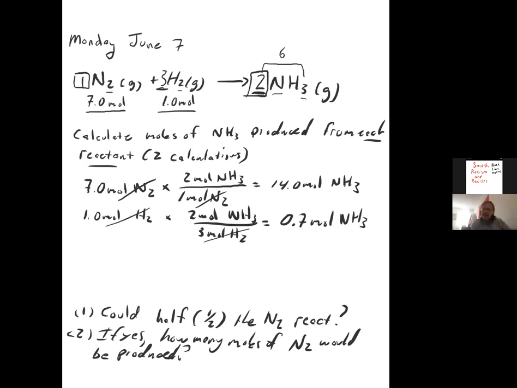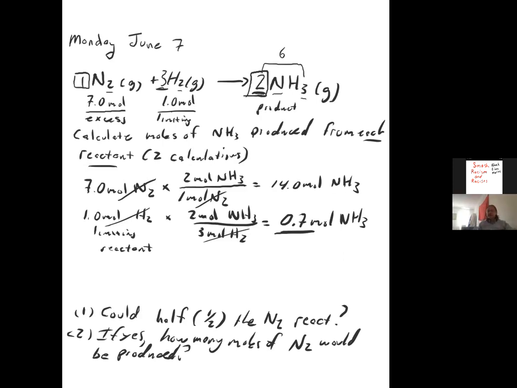Okay? So what has happened is, even though we have enough N2 to make 14 moles of NH3, we don't have enough H2 to make that amount. In fact, we only have enough H2 to make 0.7 moles of NH3. So what we would do is we would call this the limiting reactant. The limiting reactant is the reactant that produces less of the product. So H2 is the limiting reactant. The other reactant, the one that gives you more, is called the excess reactant. So actually, let me write it up here. Limiting reactant, excess reactant. And then this is the product, right?